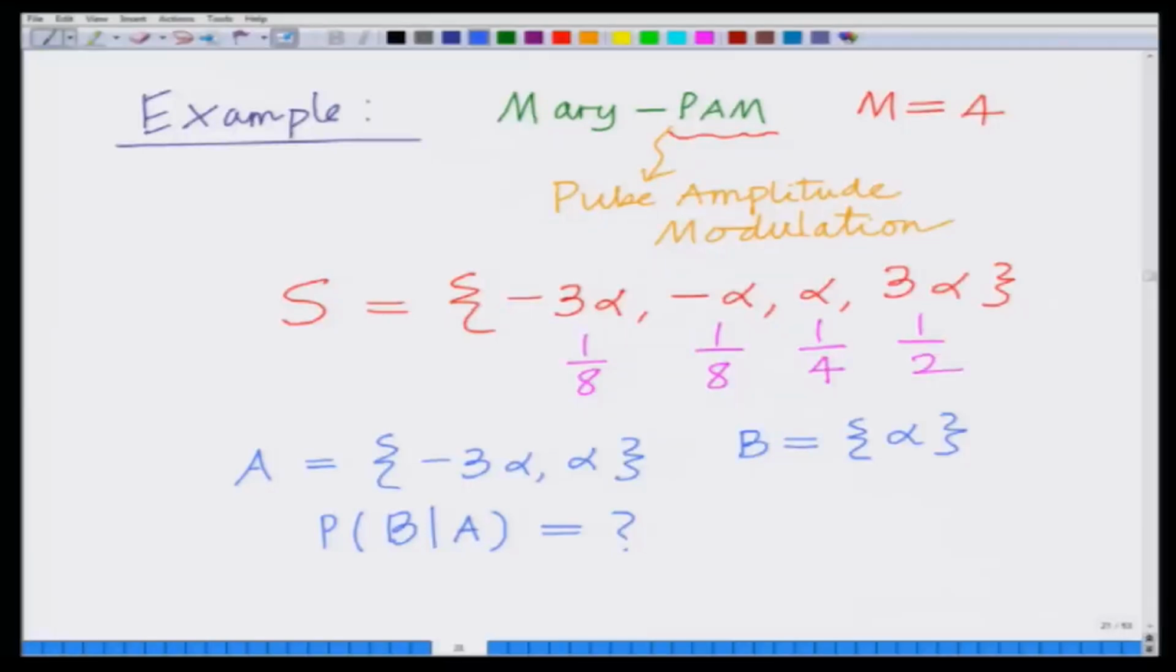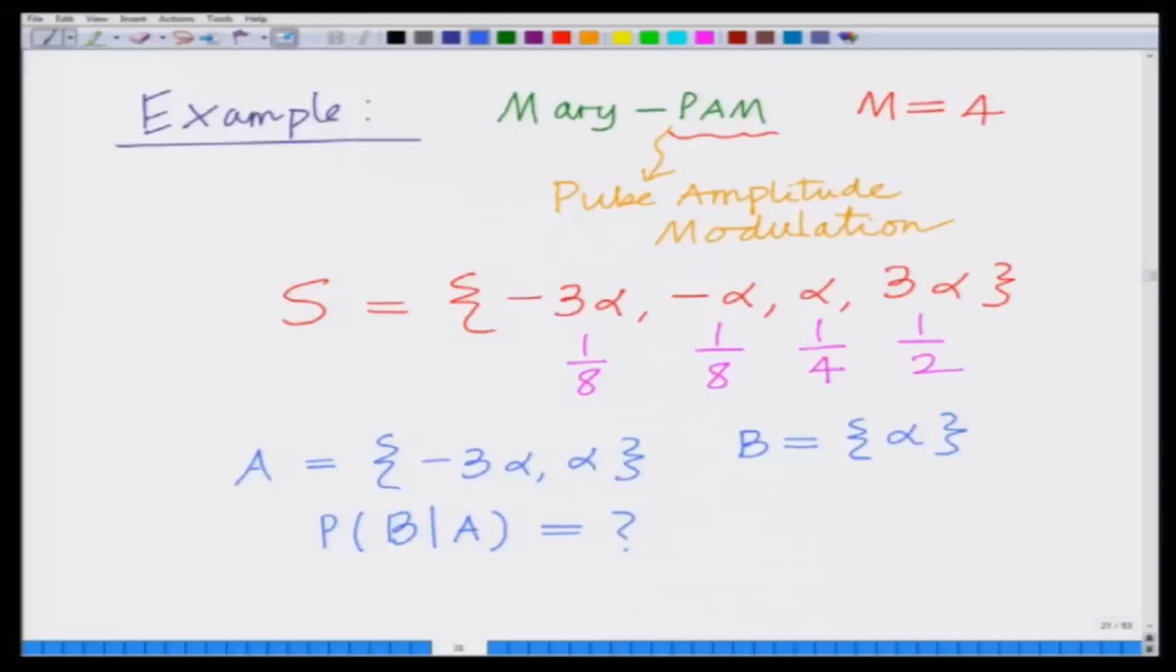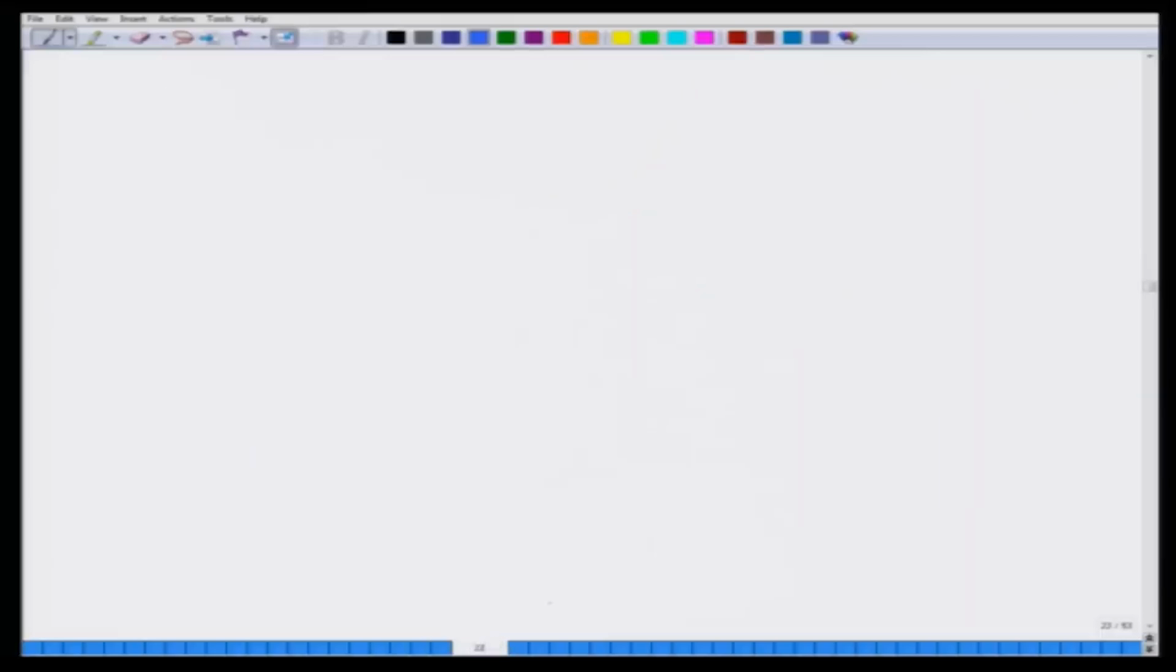What is the probability of event B conditioned on A? Given A, what is the probability of B? That is, what is the probability that the PAM symbol is alpha? Remember, B is the PAM symbol alpha. So, we are asking what is the probability that the observed symbol is alpha, given the observed symbol is either -3 alpha or alpha. And this can be found as follows.